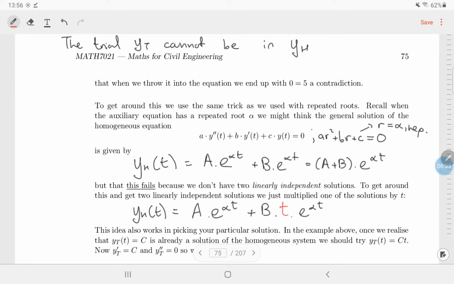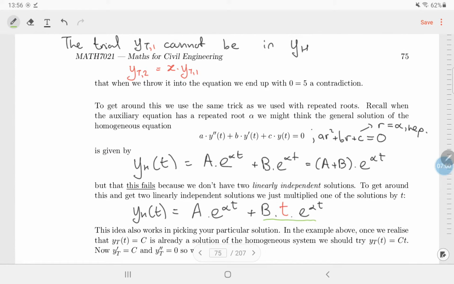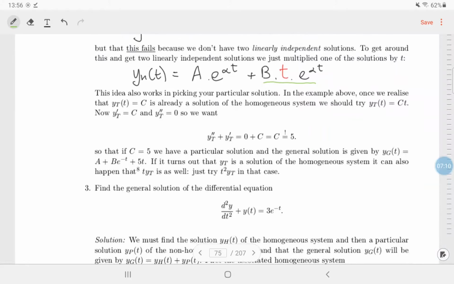If the trial solution is already in the homogeneous, try a second trial solution where you change the original trial. Say this is the first trial, multiply it by x, or t is appropriate. The way you change this by multiplying it by t, you'll change this by multiplying by x, or maybe t, it depends on the equation. So if your trial cannot work because it's a homogeneous solution, you change it by multiplying it by t. So this idea also works in picking your particular solution.